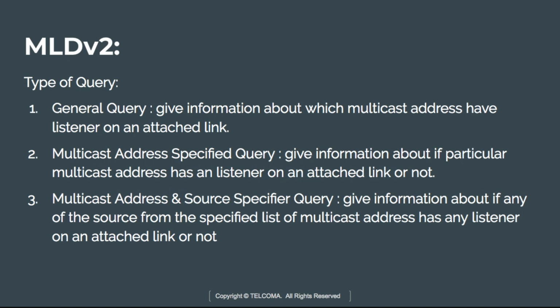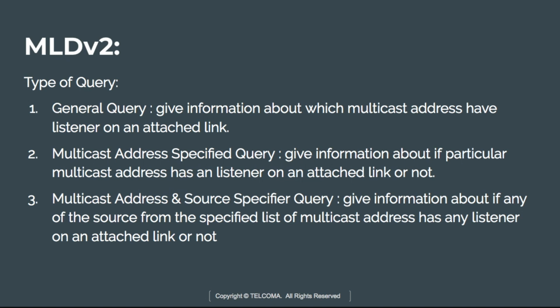Last one is the multicast address and source specific query. Here it will give the information about whether any of the sources from the specified list of a multicast address has any listener over an attached link or not. And here the multicast address field will have the multicast address of a particular device, and the number of sources field will contain the address of a source device.